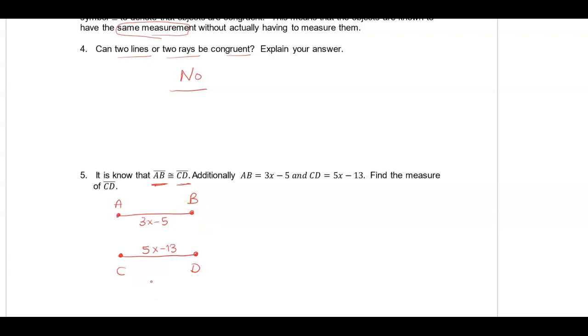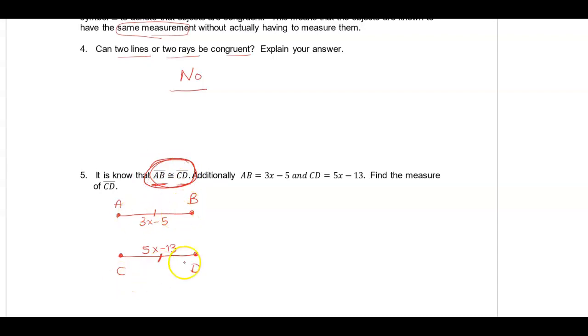By the way, when you have a drawing and you want to show congruence, you put a tick mark on the drawing. So I'm going to use a single mark on segment AB, and I'm going to mark a single mark on CD, and that tells you visually that they're congruent. This is another way to tell you they're congruent.